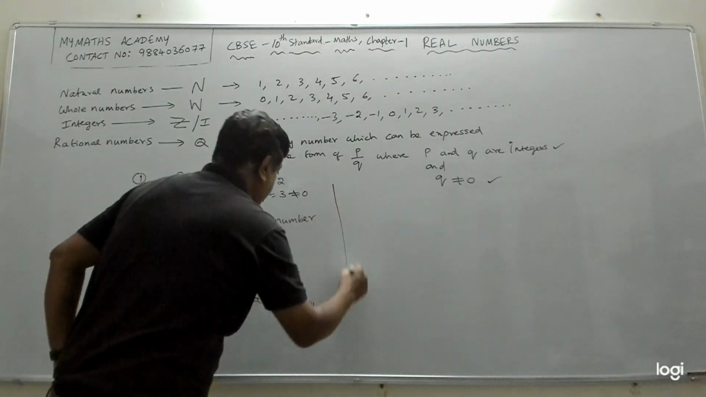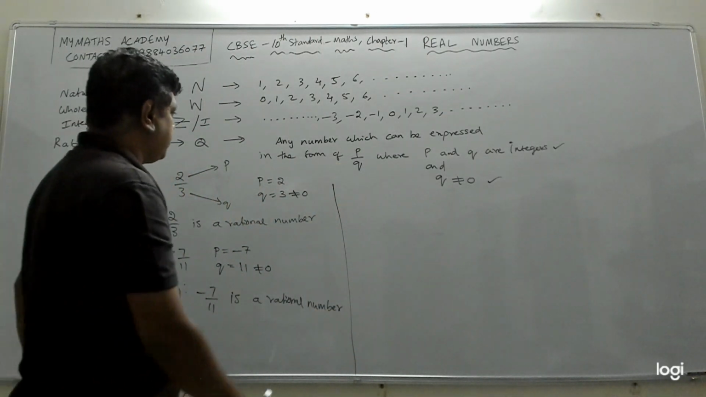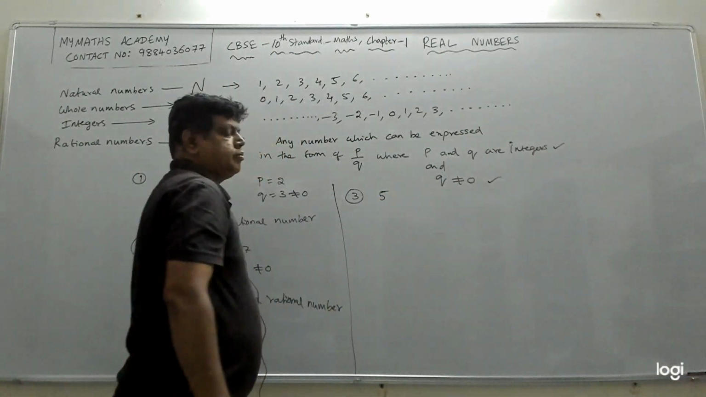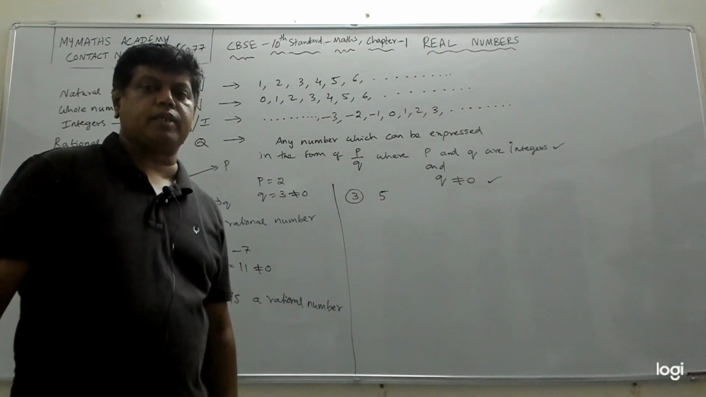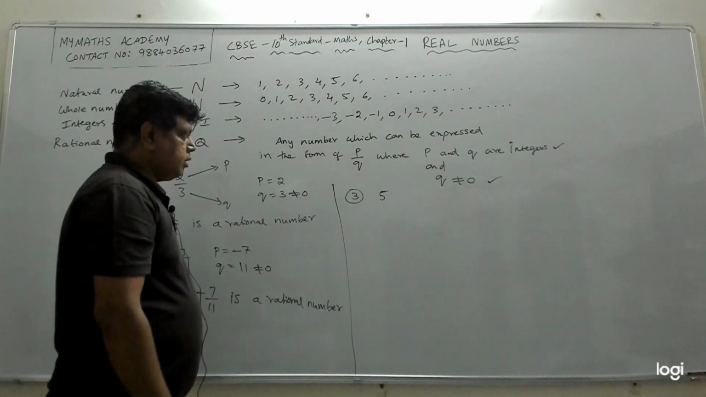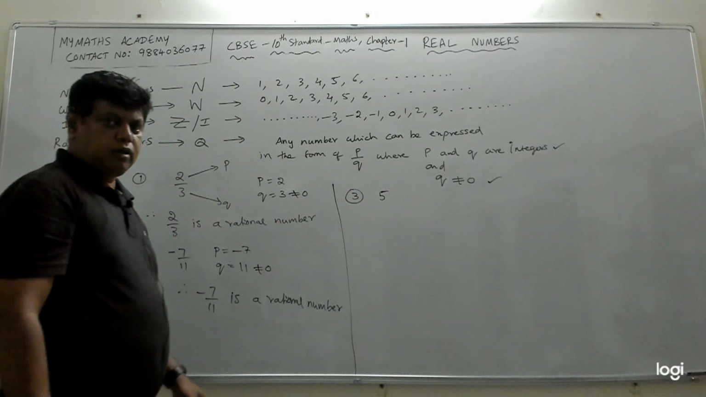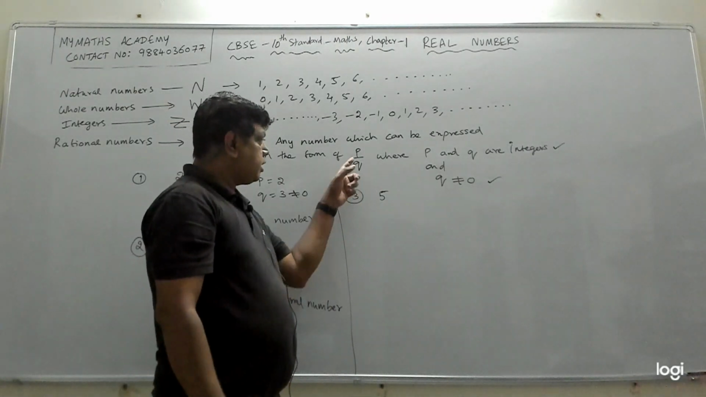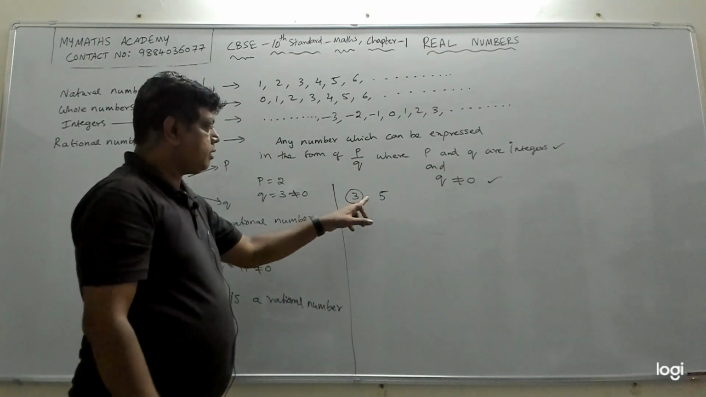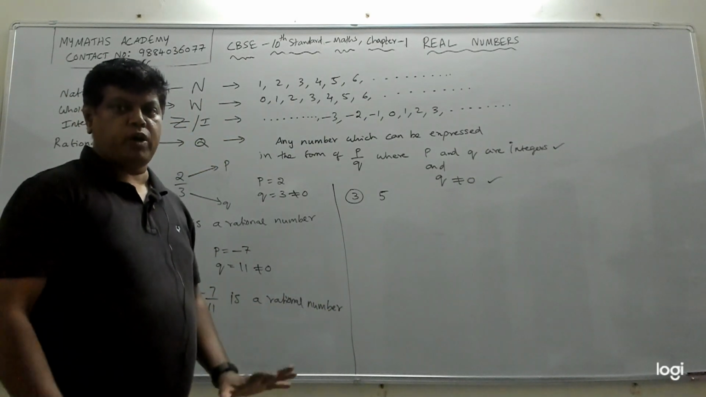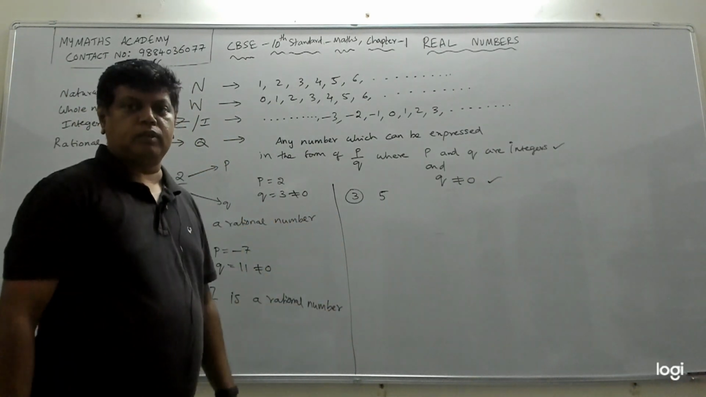Fine. Now, let's take another example. Third example. Suppose the number 5. Just the number 5. Is it a rational number? A rational number means it should be in the P by Q form. Is it in the form of P by Q? P is the numerator, there is a denominator, but nothing is there. We have only 5. What is there in the denominator?